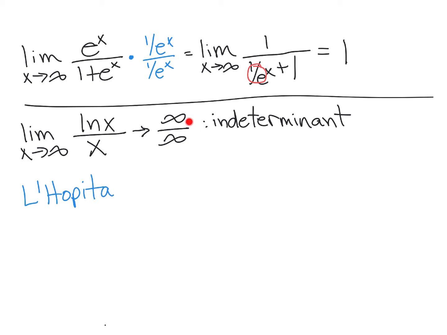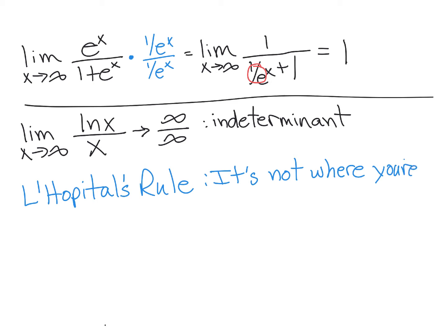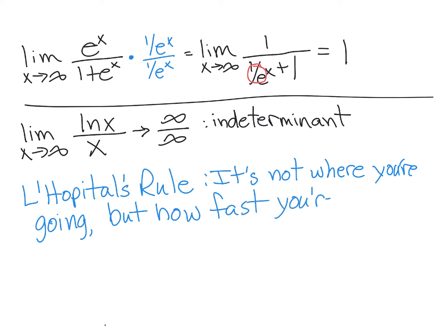Anytime we have infinity over infinity or any other indeterminate form, we can use something called L'Hopital's rule. What L'Hopital's rule is loosely based on is the idea that it's not about where you're going or where you're going to end up. It's about how quickly you're getting there. Look at this problem right here. This is a ratio of two separate functions. One of them is growing more slowly than the other.